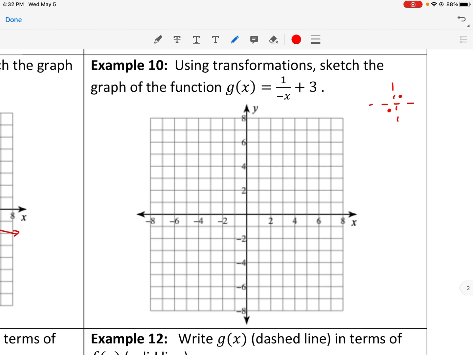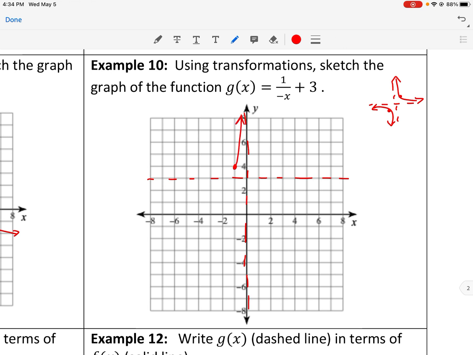So we have a reflection across the y-axis. This is kind of where everything starts on my parent graph. So I'm going to take those and reflect them across the y-axis, and then I'm going to move them up 3. So that means my asymptote is going to move here. This asymptote stays where it is.